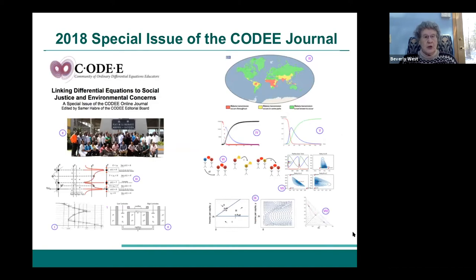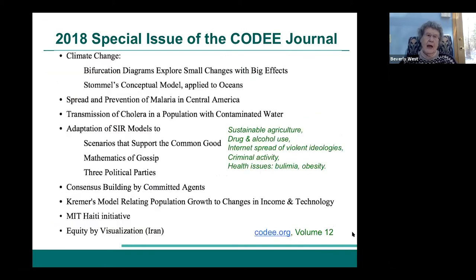The 2018 special issue had a theme linking differential equations to social justice and environmental concerns. So you see from this display, which had one picture from every paper, that it was quite a variety of stuff. And the topics included climate change, spread and prevention of malaria in Central America, transmission of cholera in a population with contaminated water. But then there were several adaptations of the epidemiological SIR models to scenarios that support the common good. There's a whole list there.